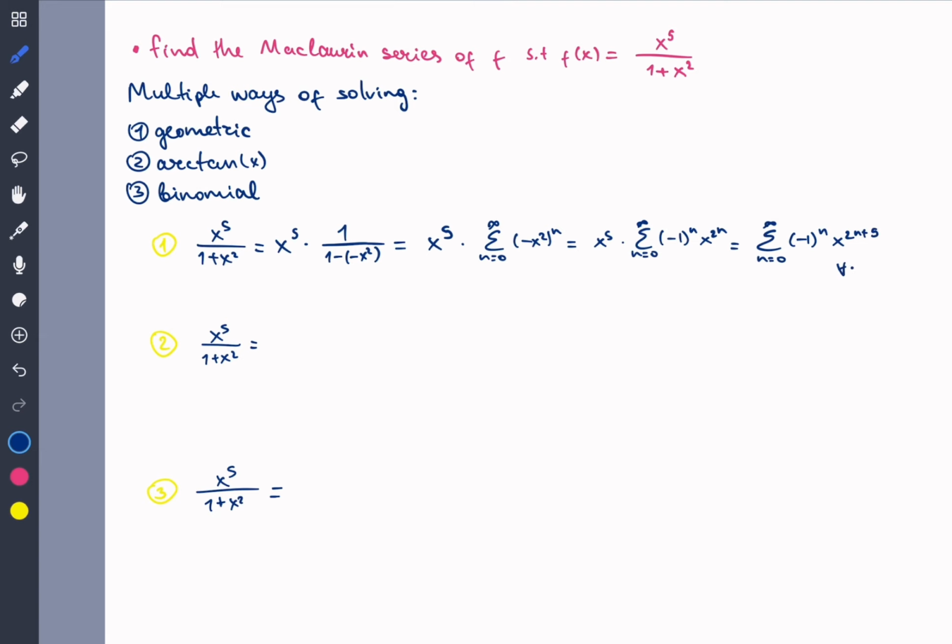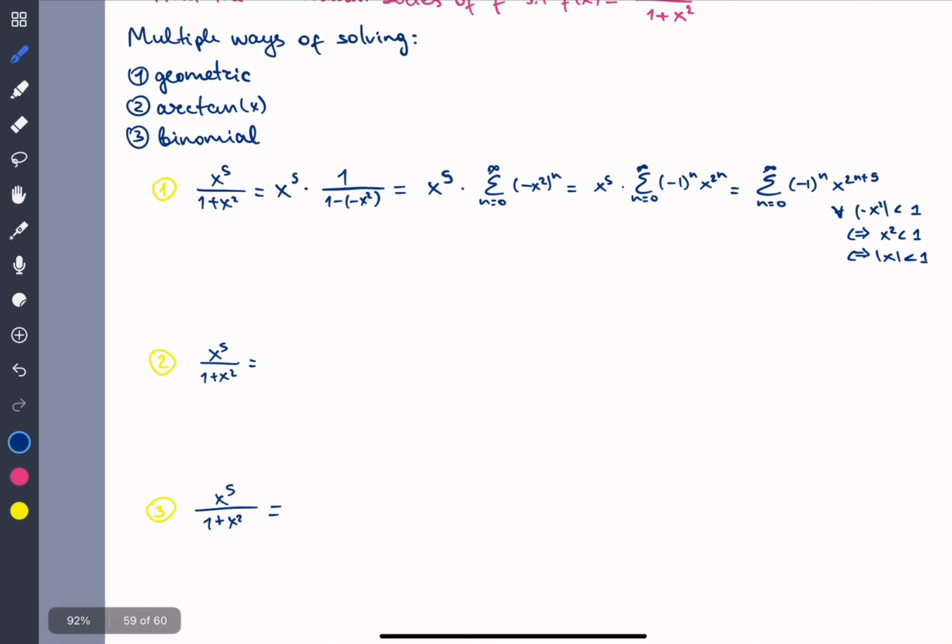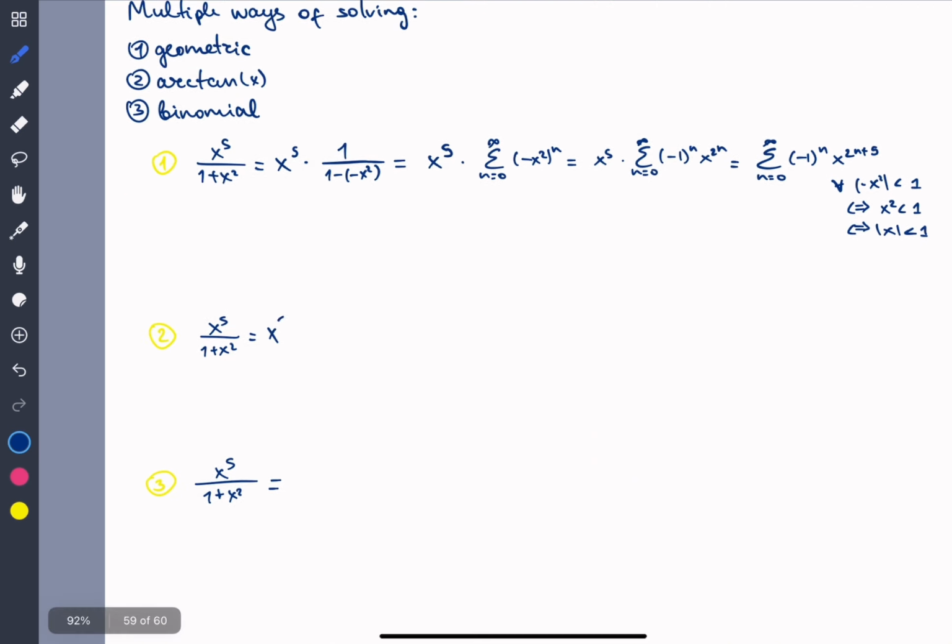And of course, we have to mention for which x. Here we have the absolute value of minus x squared less than 1, which is just the absolute value of x less than 1. Next, we'll do it by the use of arctangent x Maclaurin series. And here, as soon as we look at it, we see the derivative of arctangent, which is 1 over 1 plus x squared.